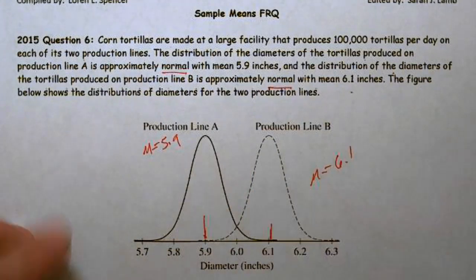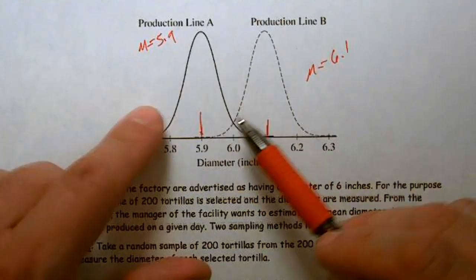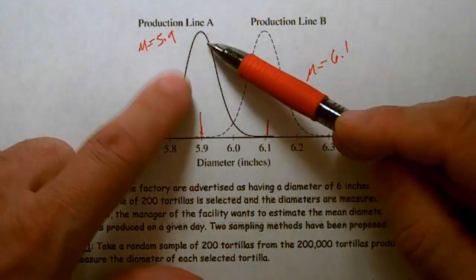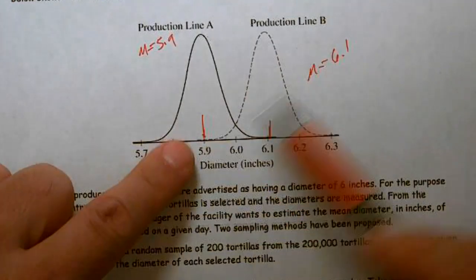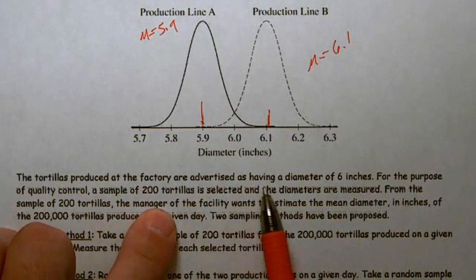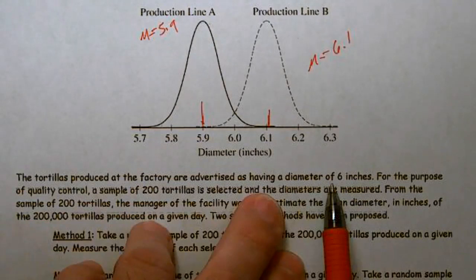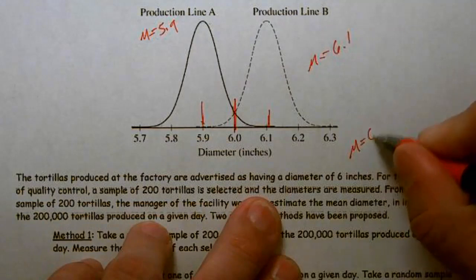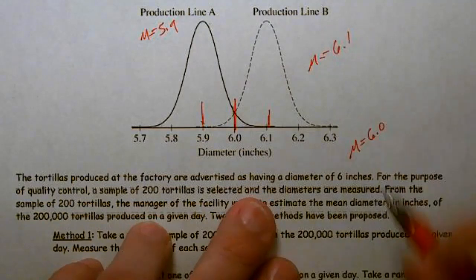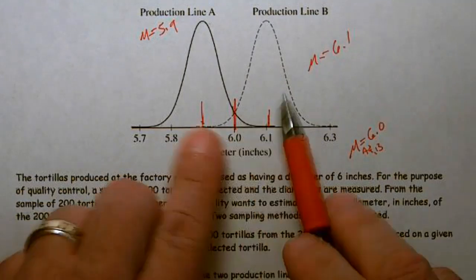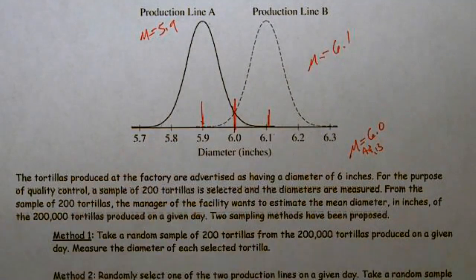The figure below shows the distribution of diameters for the 2 production lines. Okay, so we see that we have a bimodal distribution that is made of 2 normals. So we have a normal for A and a normal for B. This is centered at 5.9 and this is 6.1. The tortillas produced at the factory are advertised as having a diameter of 6 inches. So the actual claimed mean is 6.0 inches. So this would be the mean of A and B. And that actually makes sense because it looks like it's exactly in the middle between the 2 production lines.